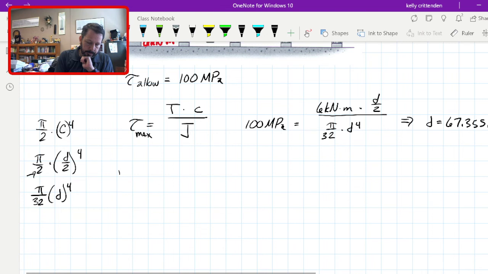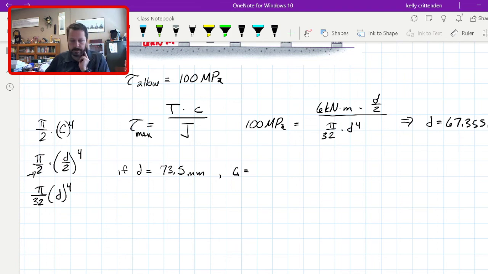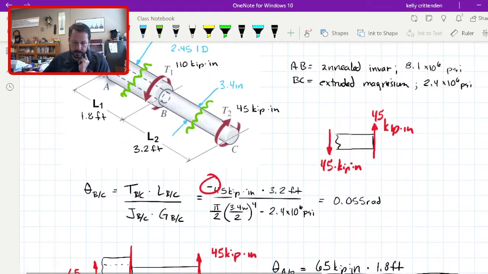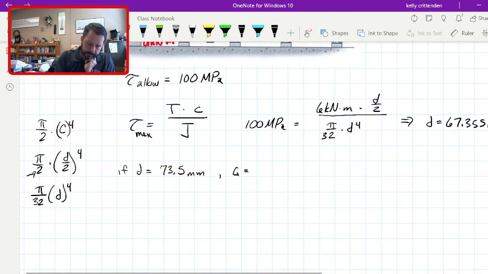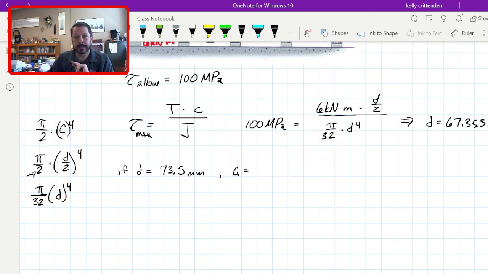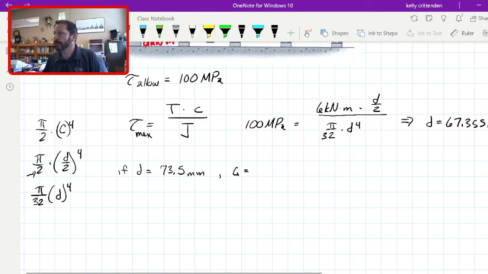So if D equals 73.5 millimeters and G equals, it's the annealed invar, which is the 8.1 times 10 to the 6 for G. Oh, wait. That's the problem there. 8.1 times 10 to the 6 PSI, but we're in the metric system here, so I need to look up the correct value for the metric system.